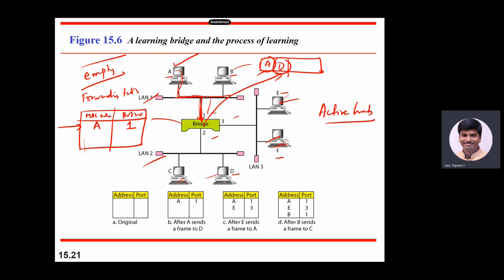A has sent a frame to D, and D has received it. Now let's look at another case. Suppose E wants to send a frame to A.